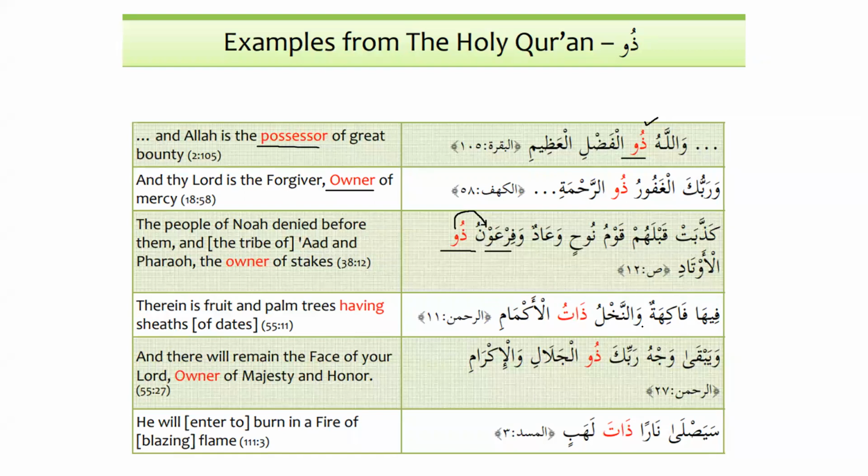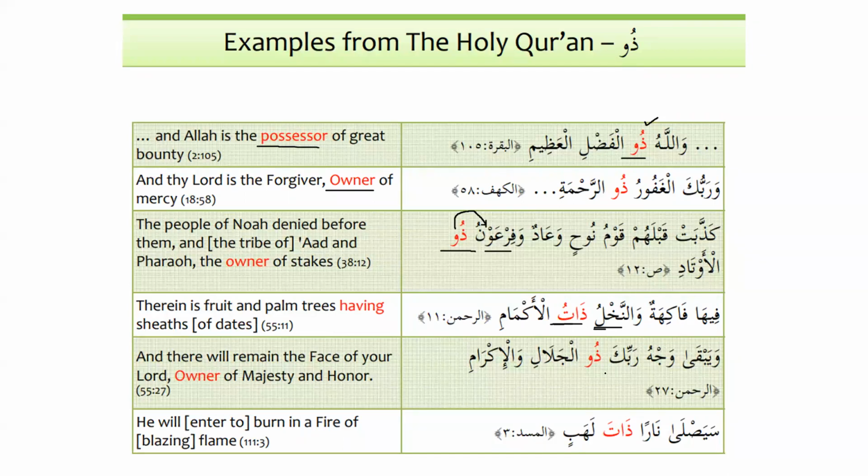Fiha faakihatun wan nakhlu dhatul akmam. So here we have Dhatu, as we know that Dhatu is a feminine of Dhu, and it is being used as Sifa of Nakhlu. Nakhlu is Mawsuf, Dhatu is Sifa. Or we can simply say Fiha faakihatun wan nakhlu. So Mawsuf and Sifa. So therein is fruit and palm trees having seeds of dates.